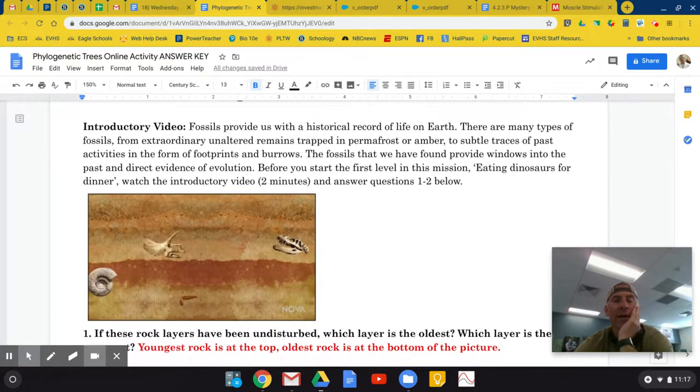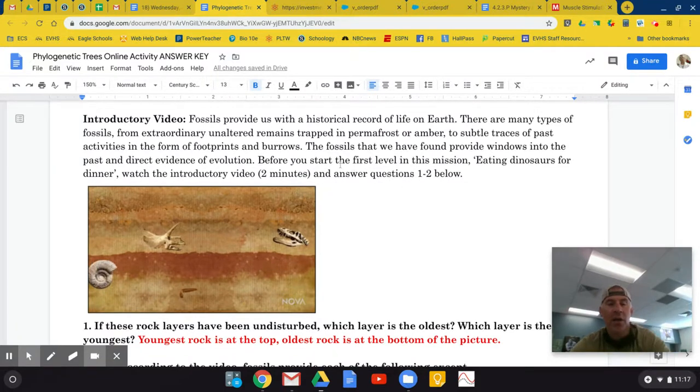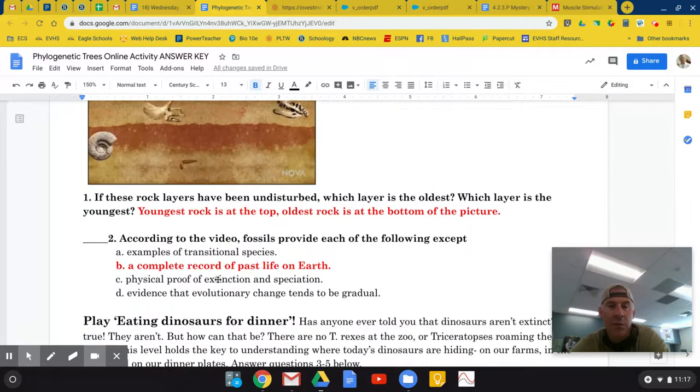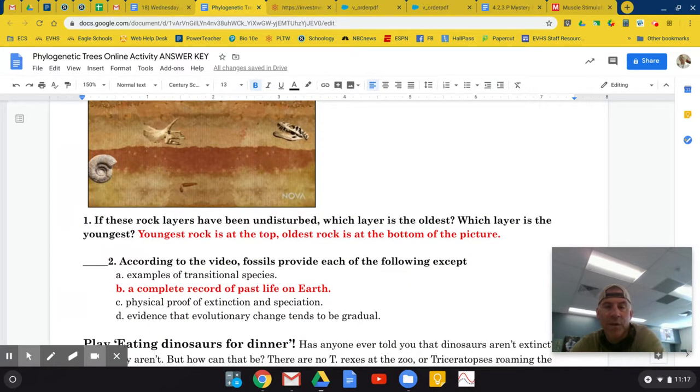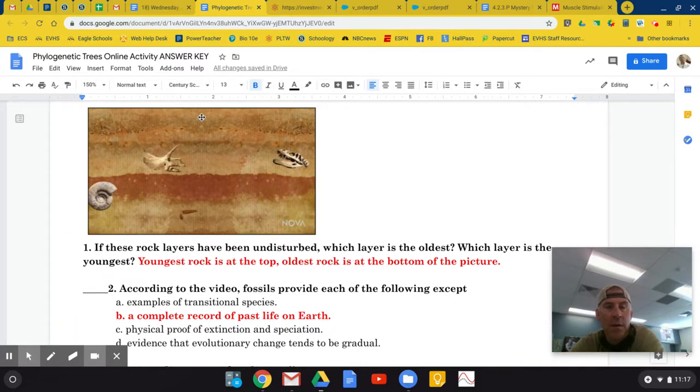So here we're looking at fossils, and we're looking at a cutaway of the Earth, and so we're seeing from the top down something we learned about, again, before we left each other back in March. If these rock layers have been undisturbed, which layer is the oldest and which is the youngest? Youngest rock at the top, oldest rock at the bottom. So we can tell relative ages.